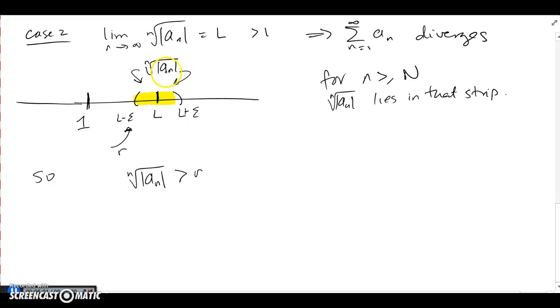So that all these guys that huddle around L are actually going to be closer to L, bigger than this r value, which is actually bigger than 1. So what I have is the absolute value of a sub n raised to the 1 over n greater than r, which is greater than 1. Keep that in mind. Now if I raise both sides to the nth power, the 1 over n goes away on this side, and I have r to the n.